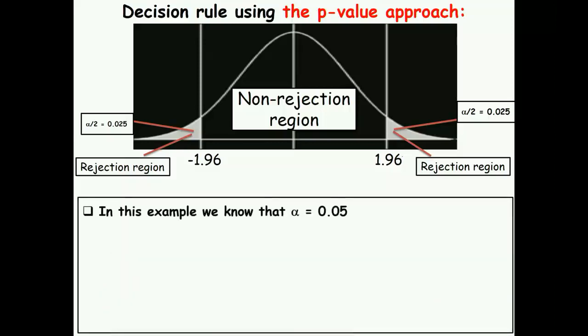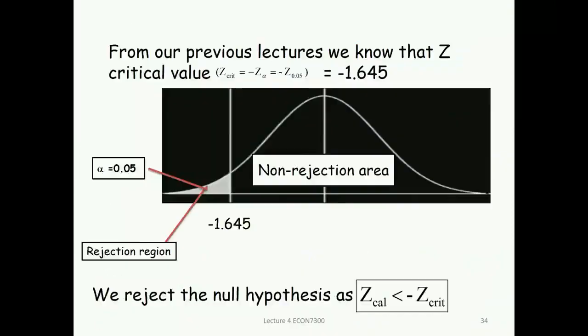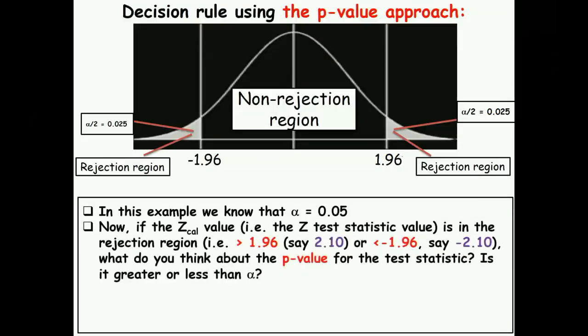In this example, we know alpha is 0.05. Let us hypothetically assume the z calculated value is, let's say, greater than 2.10, or minus 2.10. Hypothetically, my calculated value here is 2.10 or minus 2.10, any one of the two. What do you think about the p-value for the test? Is it greater or less than alpha? Less than alpha, because it must be less than alpha.